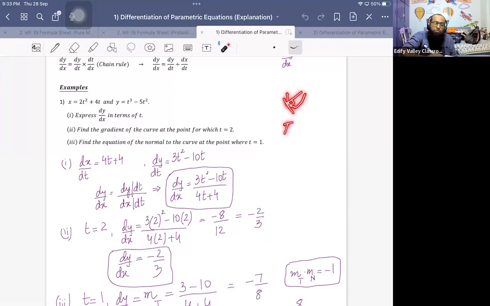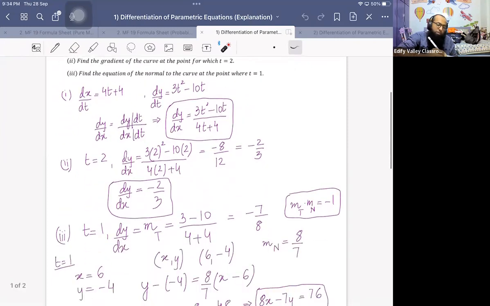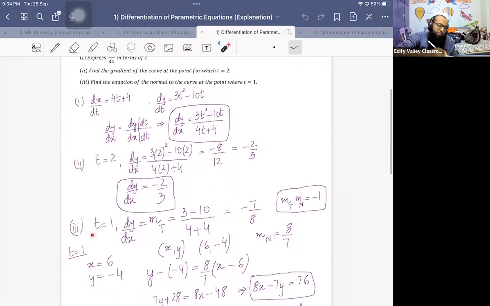We all know that tangent and normal are perpendicular to each other. So if this is a tangent to the curve, this will be the normal to the curve, and they are perpendicular to each other. If we need the equation of the normal, we will first find the gradient of the tangent. How do we find it? We have been given the value of the parameter. We put it inside the gradient function to get the value of dy/dx, which will be the gradient of the tangent. This is what I've written in part number 3. If I substitute t equals 1 in the gradient function, it will give me the gradient of the tangent.